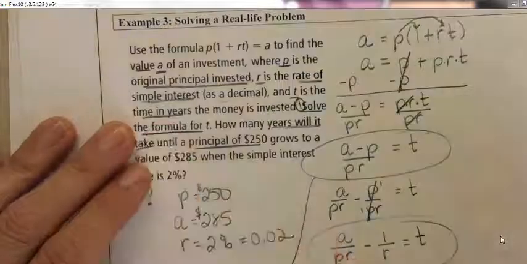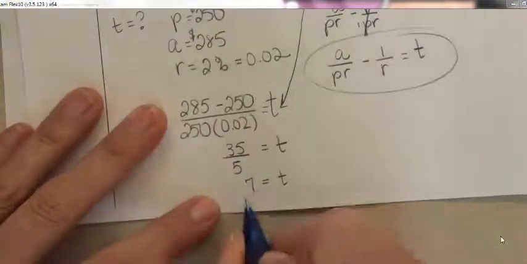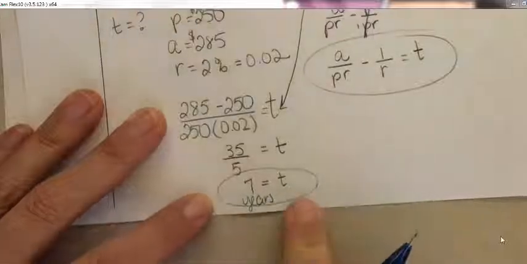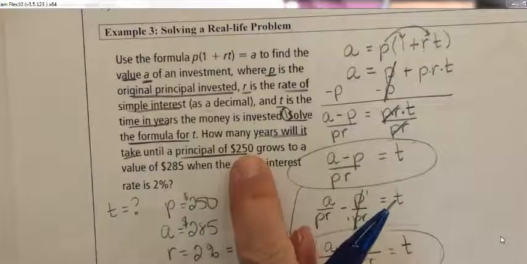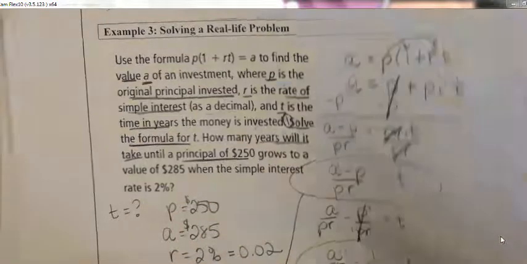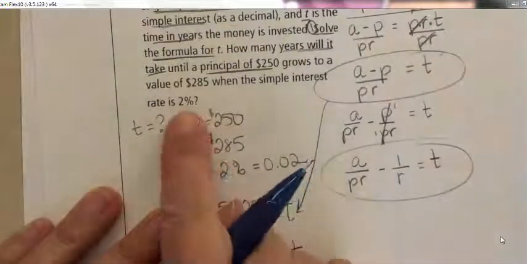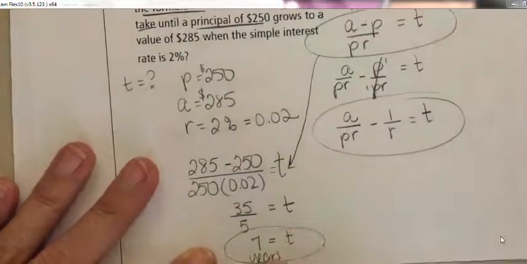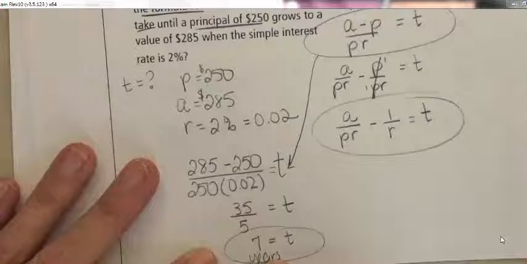Time in years. Okay, so I will say in 7 years, I will have earned, well, I originally invested $250 and it's going up to $285. So I would have earned $35. So you can see that investing a small amount of money at a really small percentage rate doesn't get you very much, right? You get $35 in 7 years.